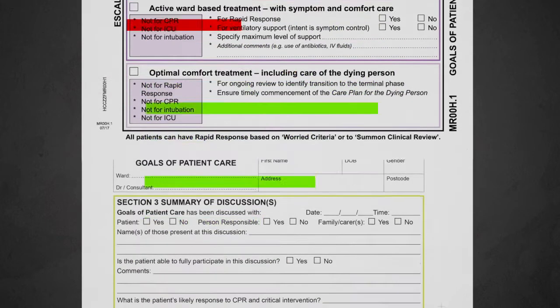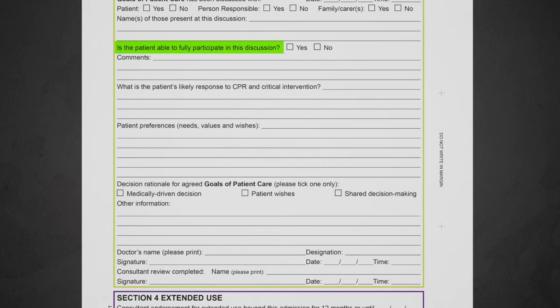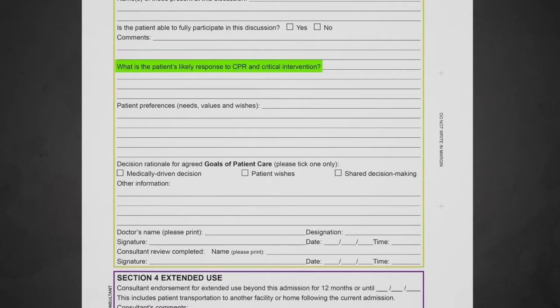Fill out Section 3 in as much detail as possible. Who was present during the discussion? Was the patient able to fully participate in the discussion? How will the patient likely respond to CPR and critical intervention? Explain to the patient that CPR has poor survival outcomes in certain patients, with the potential for further impairment, and discuss whether it's appropriate for them.